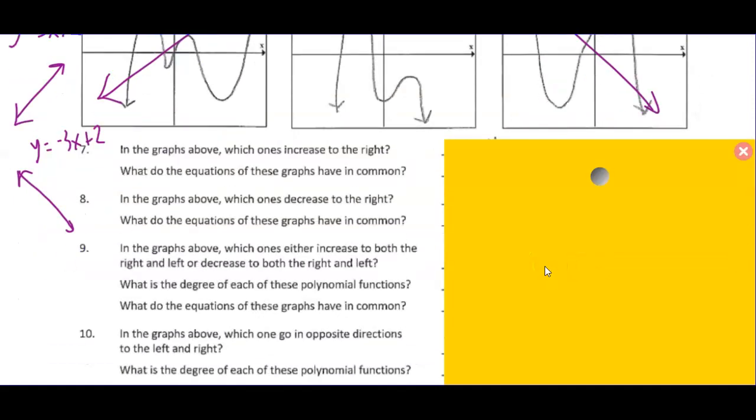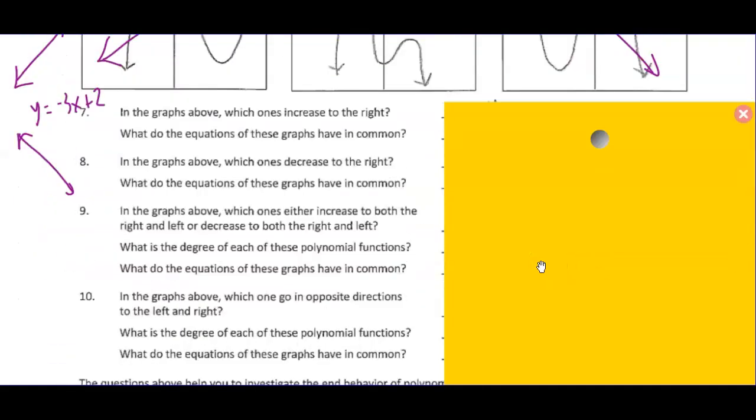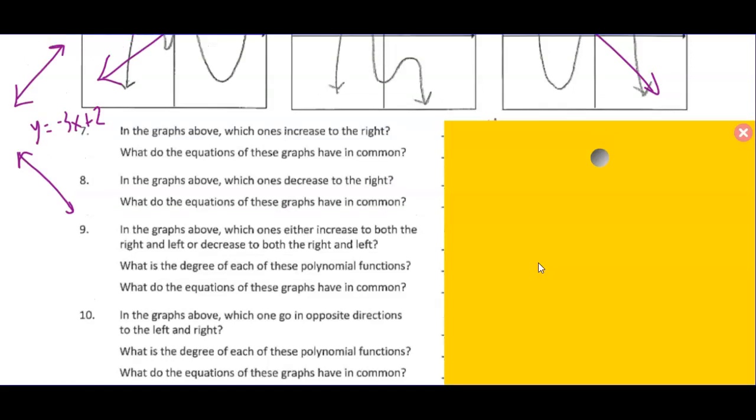Okay, so for the next set, numbers 8 through 10, you're going to pause again, but I'd like you to go back through graphs numbers 1, 2, 3, 4, 5, and 6, the three you did at the beginning and the three you just did here, and try to answer these questions. So pause now and try numbers 7 through 10.